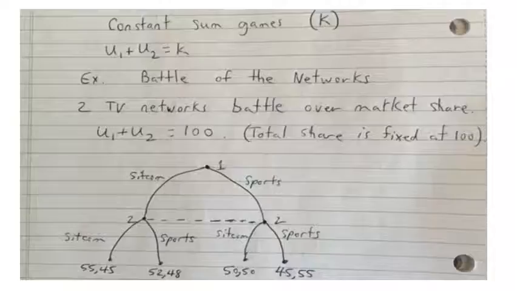And then if they do something heterogeneous, where network one chooses sitcom and network two chooses sports, then apparently most people like sitcoms. So network one would get most of the market, or at least most of the market likes sitcoms on network one, it seems. So that's the game. We're going to solve it in normal form, but that's the extensive form of the game.